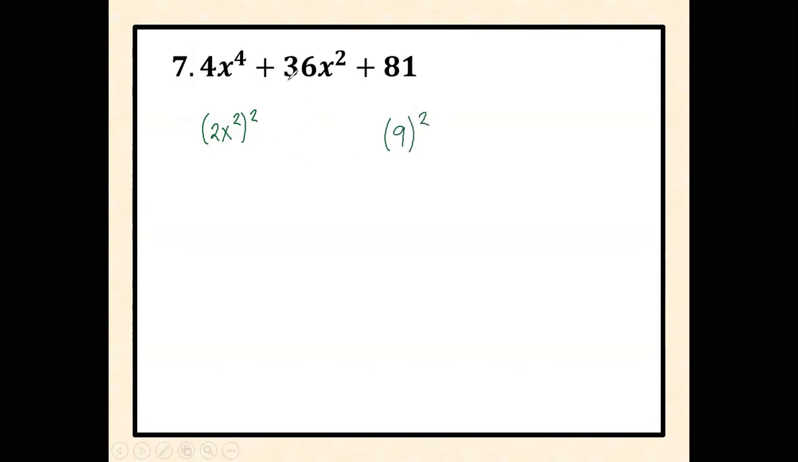And then to check for the middle term, we will just multiply 2 times this. This is 2x squared times the squared term of 81, which is 9. So therefore, 2 times 2x squared times 9. So that would be plus 36x squared. So therefore, this is a perfect square trinomial. And so the factors would be 2x squared plus 9 squared. Let's have some more examples.